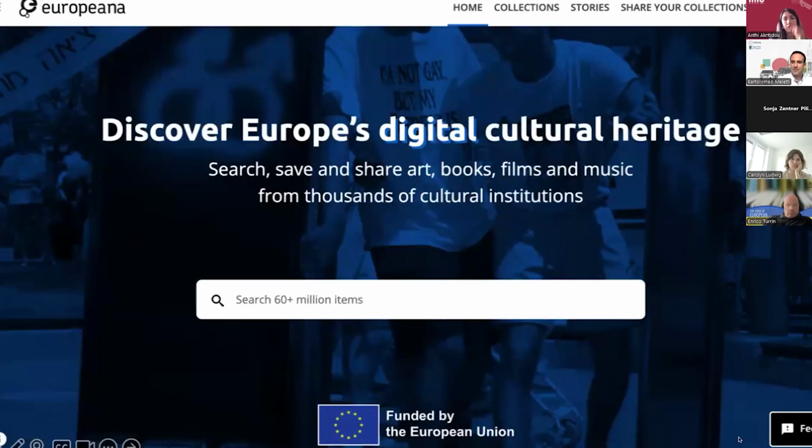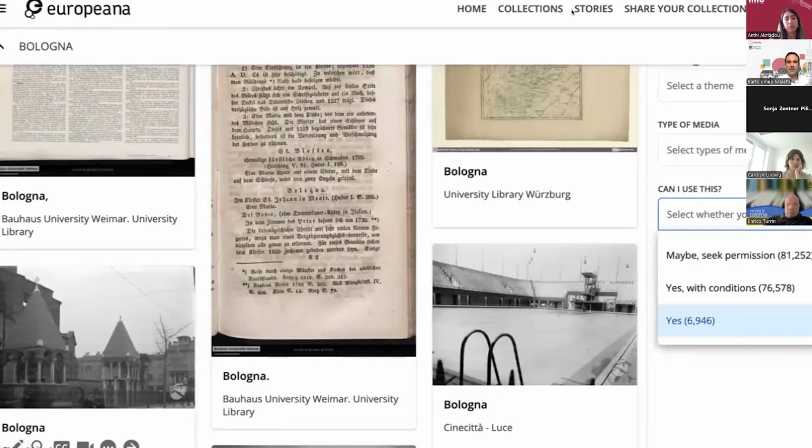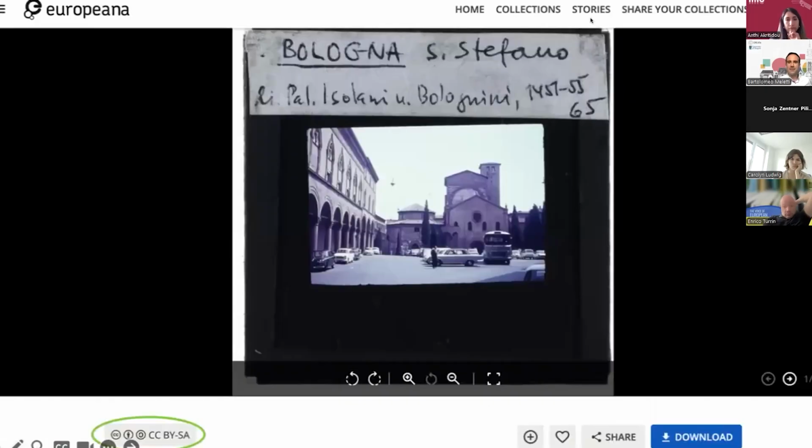It offers you access to over 60 million digitized items. And one of the good things about it is that you can search for something, and then you can filter your search by, can I use this? Maybe, yes, with conditions, yes. And then if you click on yes, you find images like this one, where you can then see which Creative Commons license they use. In this case it is CC BY SA, meaning you can use it for free for any purposes. You can modify it under the condition of crediting the author of the photograph, and then sharing alike whatever you create with it.